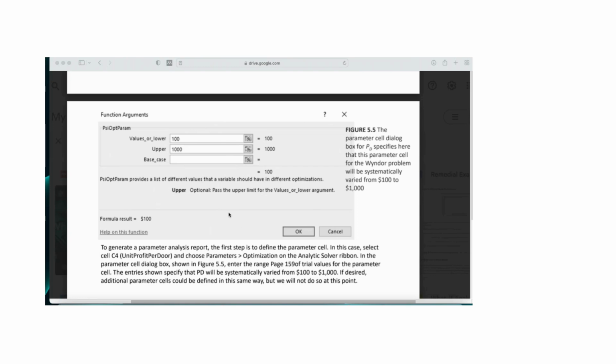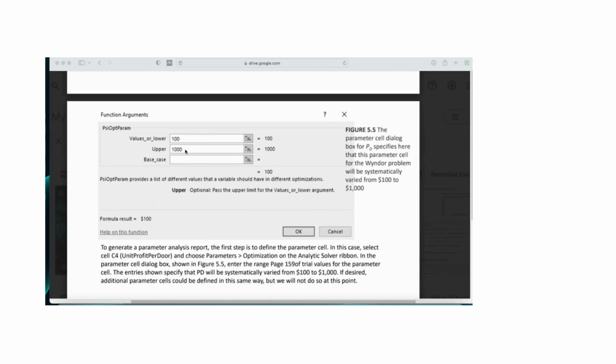So here we are presented with what happens when you click Analytics using Analytic Solver. From Analytic Solver, you click Parameters, then you click Optimization. After clicking Optimization, you should find this, and you should enter the lower limit. In our example, it was 100. That's the lower limit. You change the parameter, decreasing it to 100 and increasing that same parameter to a maximum of 1,000. So we have a 100 lower limit and 1,000 for the upper limit.